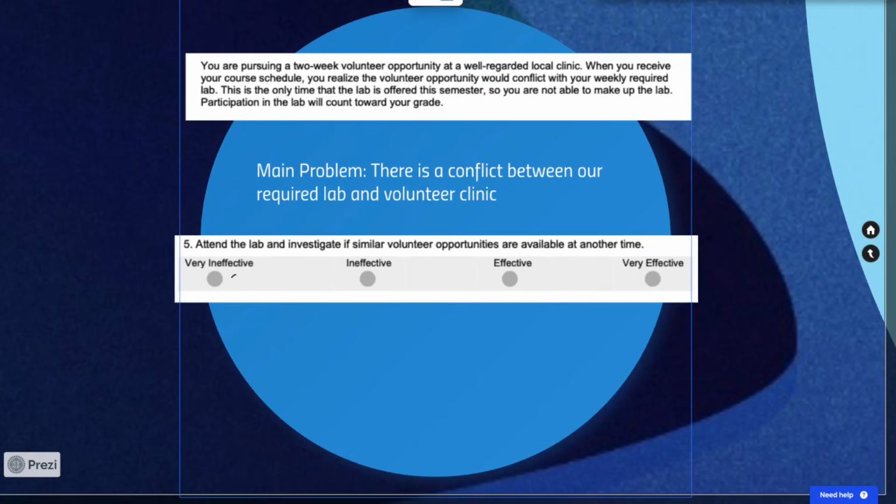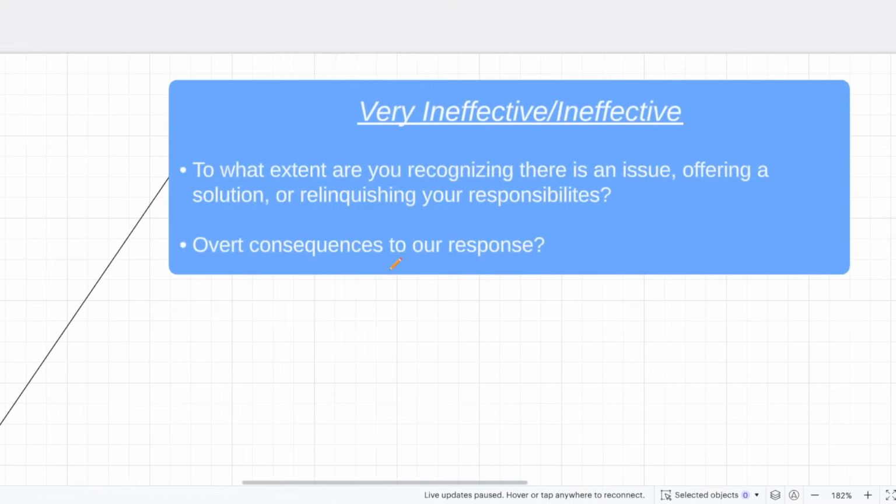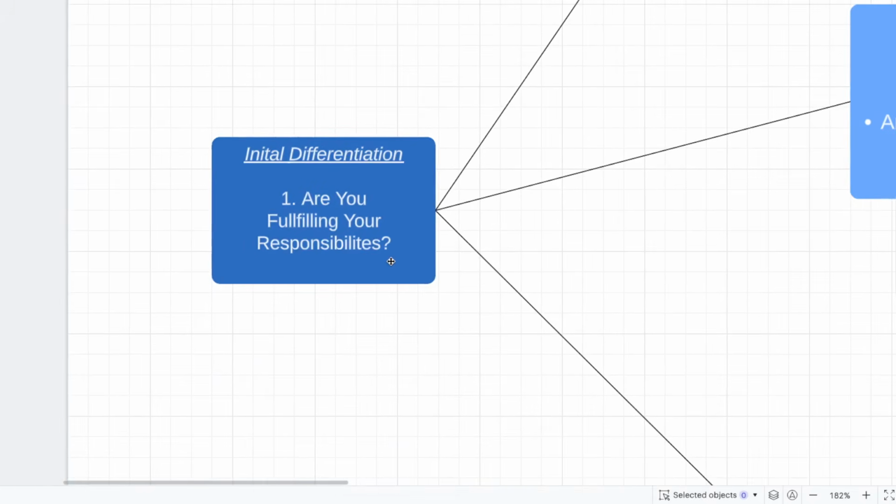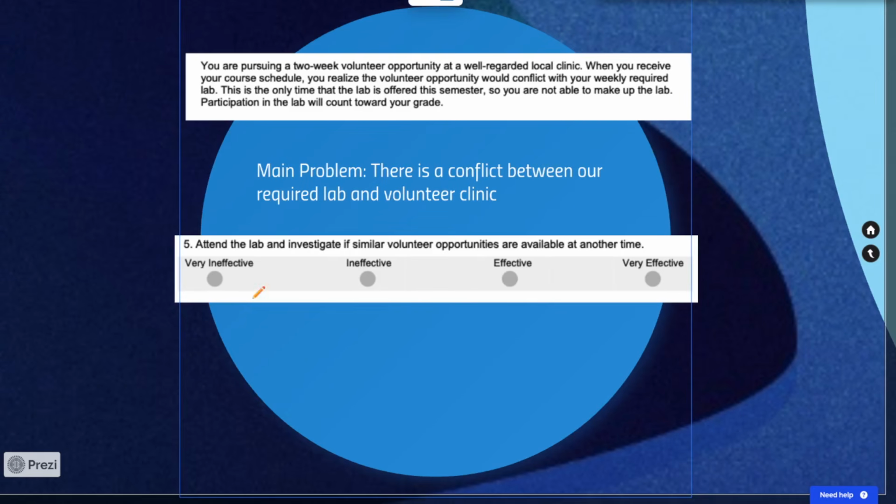All right, 1.5. Attend the lab and investigate if similar volunteer opportunities are available at another time. Okay, so we are attending the lab, and remember, this is how we're narrowing down our first choice, our first elimination process: are we fulfilling our responsibilities? And yes, this time we are, because we're attending the lab, which is required. So we can knock out a 1 and 2, and we're going to focus on whether this is an effective or a very effective response, right?